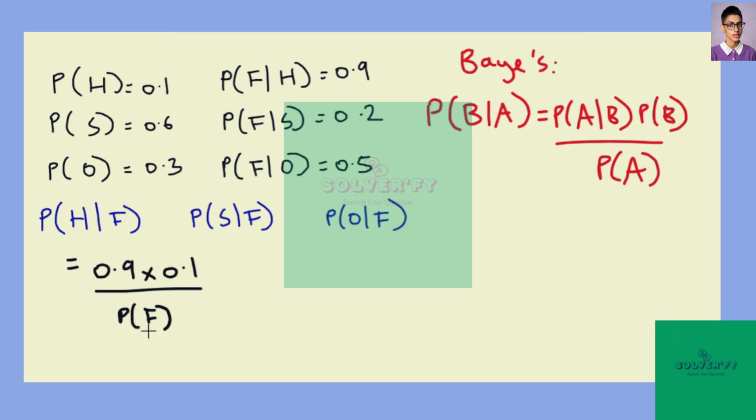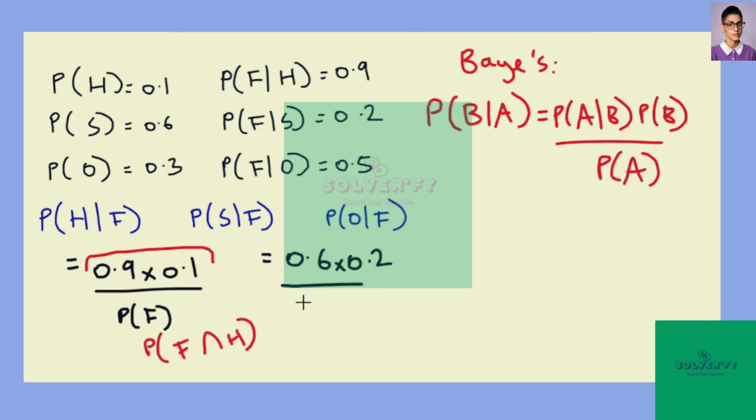So what we're saying is, out of all of the failures, this proportion is due to hardware. This is the intersection, failure and hardware. And you could do this for the rest of them. We'd have 0.6 times 0.2. We'd have 0.3 times 0.5.